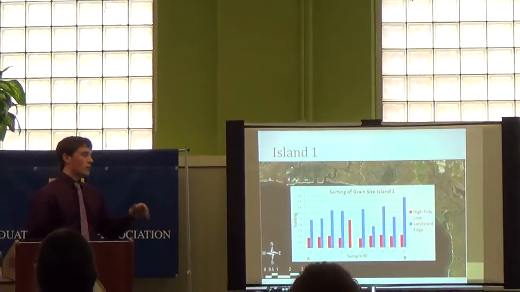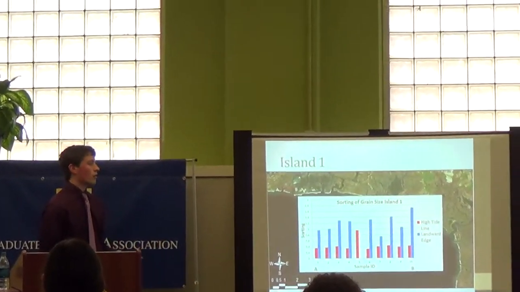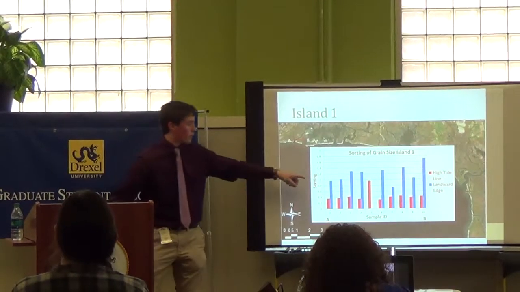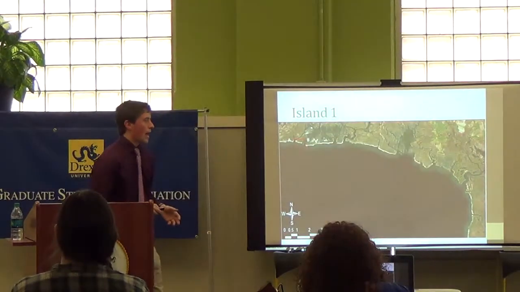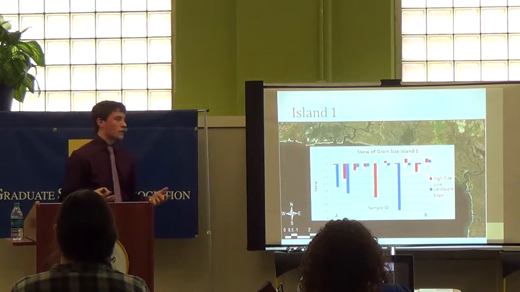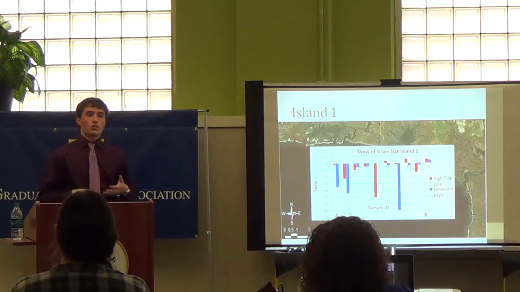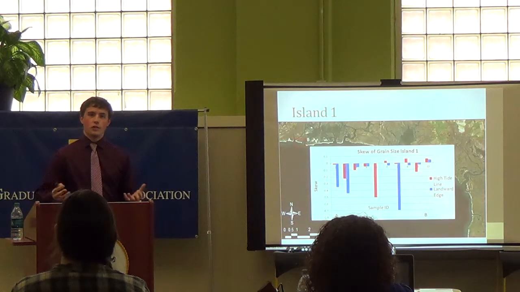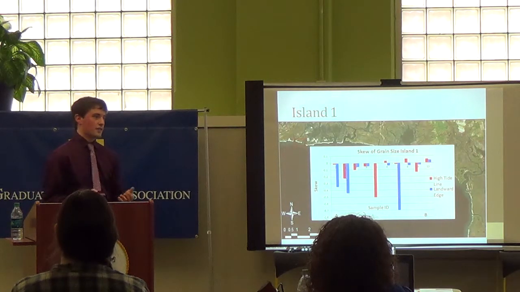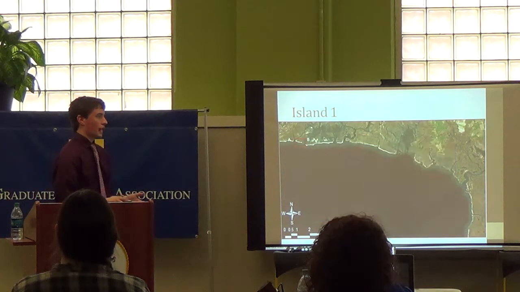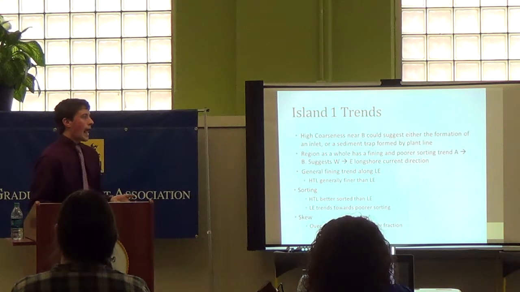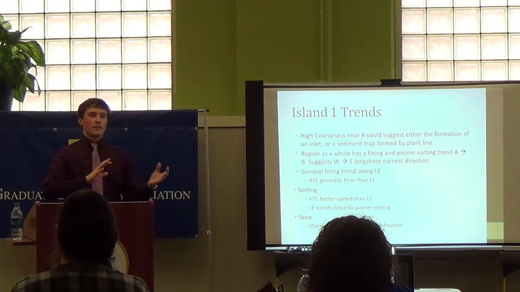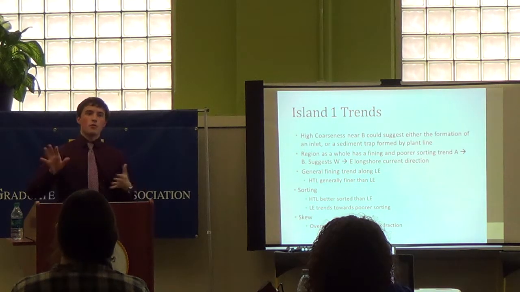And when you look at sorting, which is basically standard deviation, it follows a poorer trend. As we move from A to B, it's getting poorer. And when we look at skew, which is a statistical measure, it's generally negative, which is constant across the whole region, which is good. At least the CamSizer is giving us consistent error. And so in general, we're seeing this fining and poor sorting trend as we move from A to B.